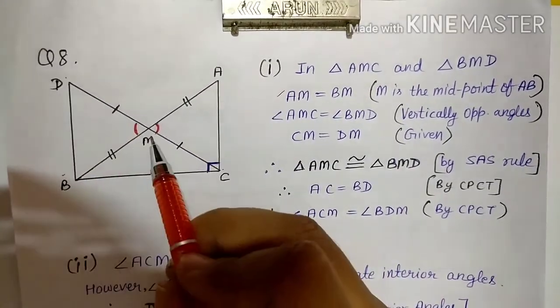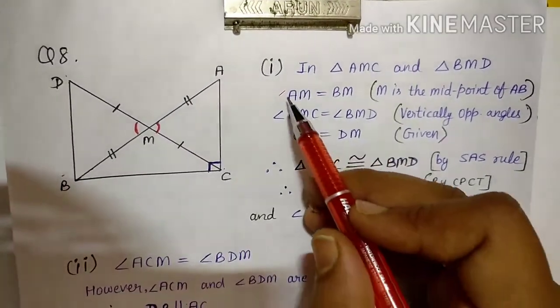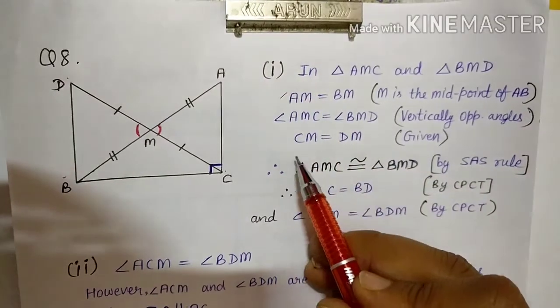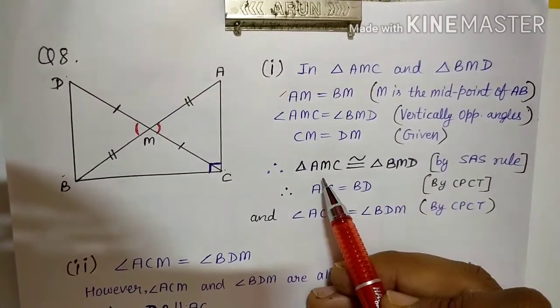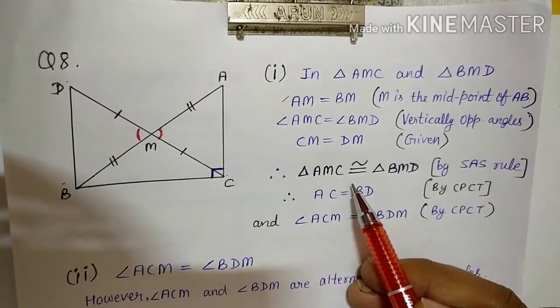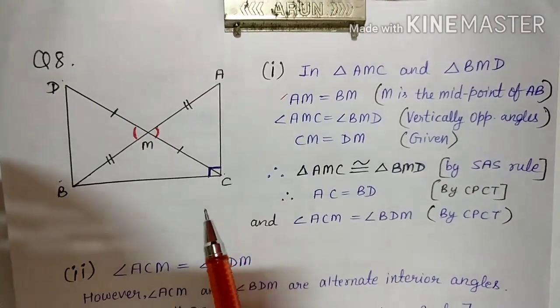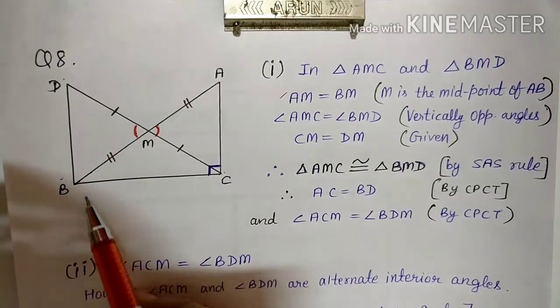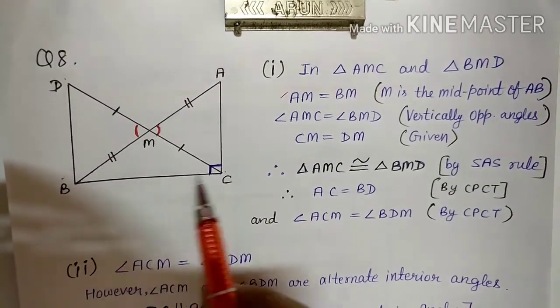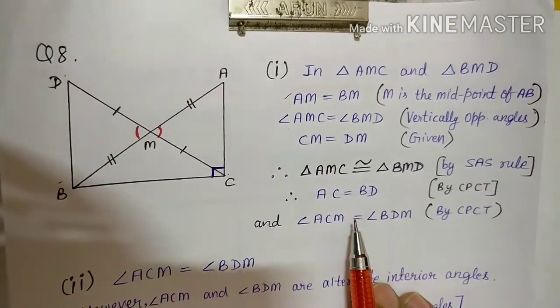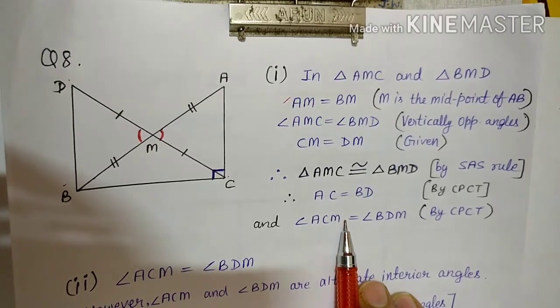CM equals DM. It was already given in the question. So by side, angle, side, that is by SAS, we can say that these two triangles are congruent. And if these two triangles are congruent, we can say AC equals BD, because these are corresponding parts of these two triangles. So by CPCT, these two sides are also equal.